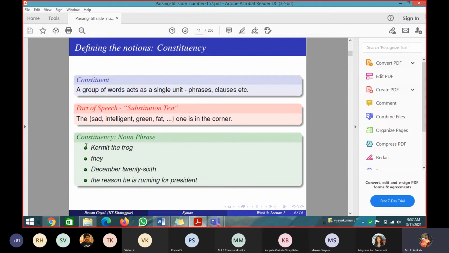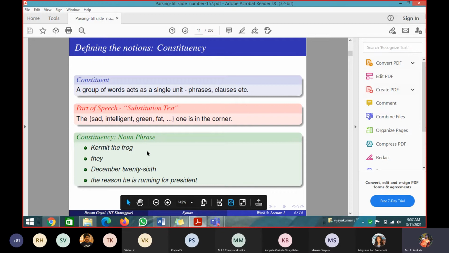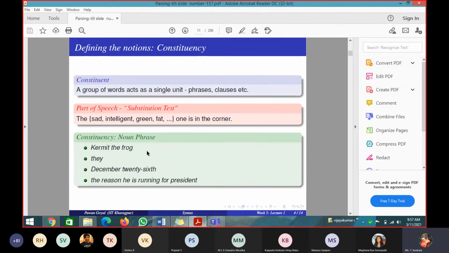Okay. So these are some examples of noun phrases. Kermit the Frog together forms a noun phrase. December 26th forms a noun phrase. The reason he is running for president is a noun phrase. What is the phrase I told you? It's a collection of words. What is the phrase?